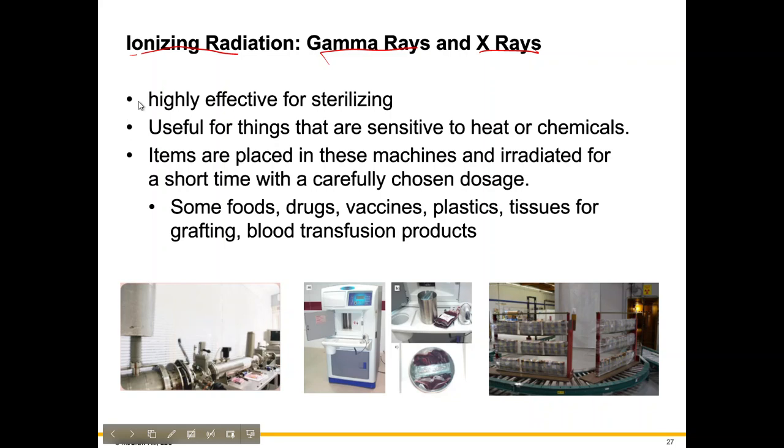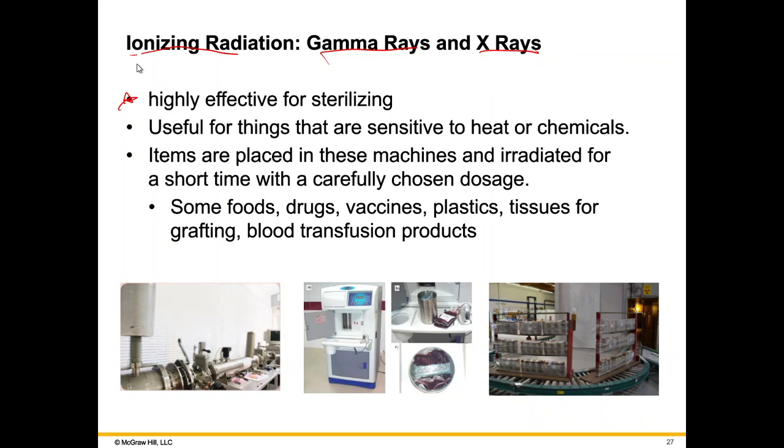And for that reason, it makes them very highly effective for sterilization. So this is really useful for things that are sensitive to heat or chemicals. Maybe the heat would make it melt or make it unstable or make it unusable. Same thing with chemicals. If we can't use heat or chemicals, well, this is a great alternative to that, ionizing radiation, because it sterilizes it without the use of harsh heat or chemical exposure.